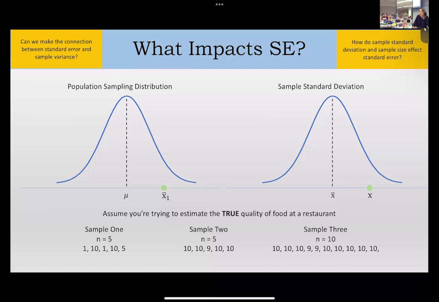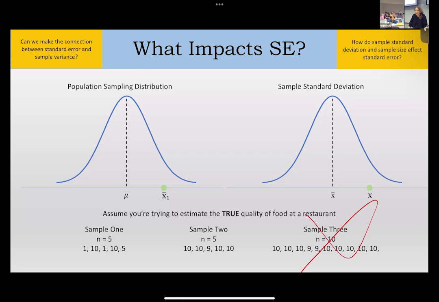Which one do you think is giving you the best, most accurate insight into the quality of the restaurant? Why? So sample 3, it's got more people. Cool. Let's take that out of the mix. Now tell me which one. They've got the same number of people. Now which one do you think is giving you a better estimate of the food? Sample 2. Why? Less spread. But why?